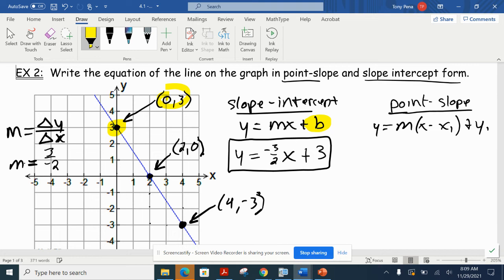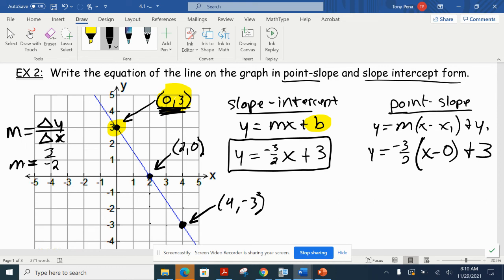Okay, so if we're going to use this point right here, the (0, 3) point, then I'm going to come on over here. The slope is going to be the same as it was in the other version, -3/2. And then I'm going to do x minus the x coordinate. Since Maddie picked this point, that x coordinate is going to be a 0. And then plus our y coordinate. The y coordinate in Maddie's point is a 3. So that would be our answer.